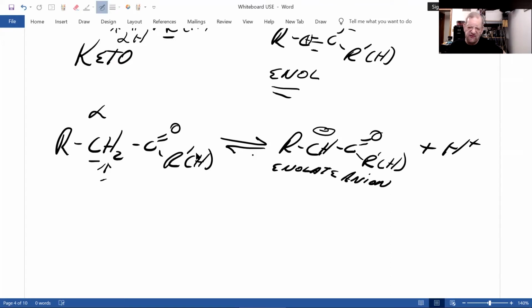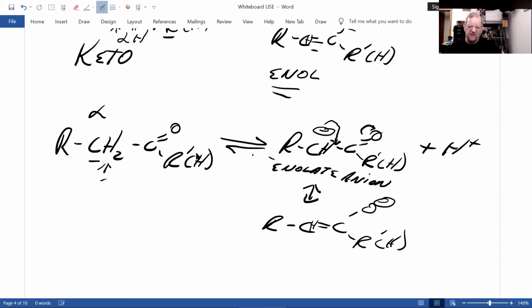And I can draw a resonance form. A resonance form is where you're only moving electrons. So if I move the electrons here, these will go here. And therefore, I'm going to use correctly the double-headed arrow now. And these are the two resonance forms of the enolate anion. And when you can draw more resonance forms of a molecule, it's more stable.